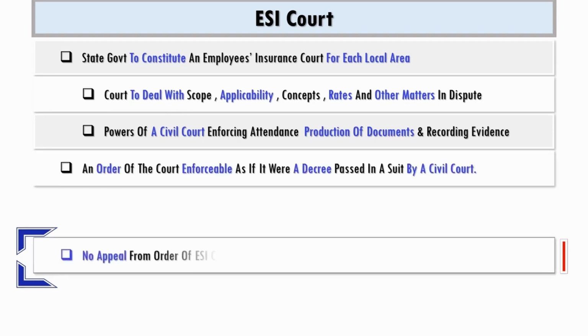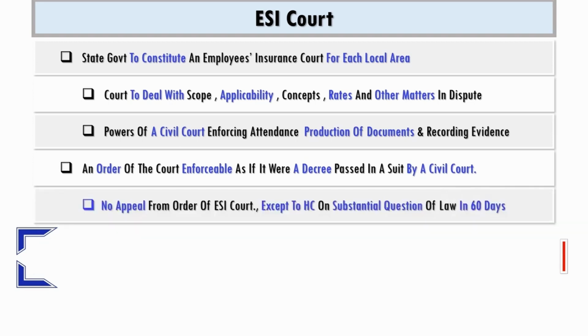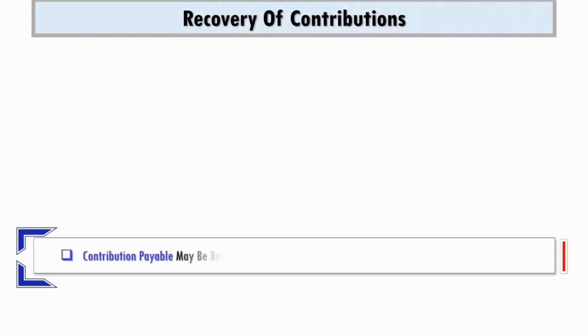No appeal lies against the order of an ESI court except to High Court on substantial question of law, and the appeal can be submitted within 60 days. ESI contribution remaining unpaid can be recovered as an arrear of land revenue.